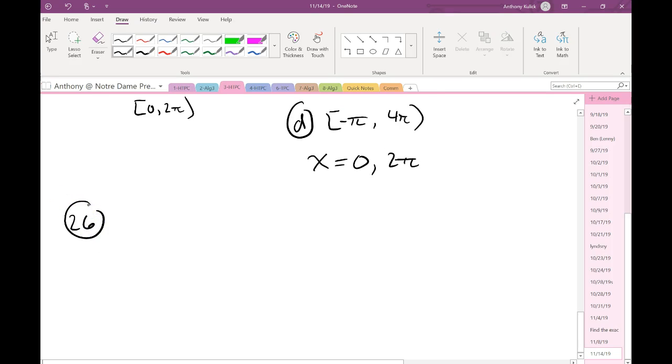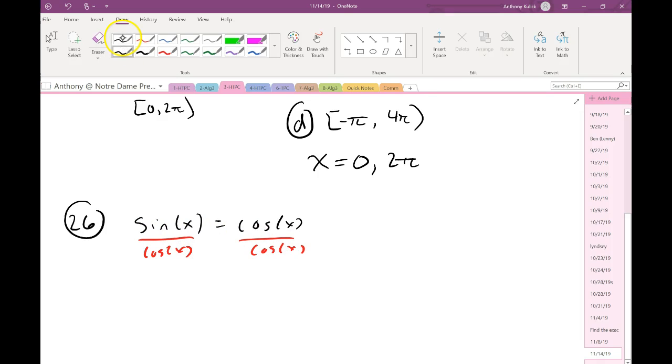This is one where there's a nice easy trick, but if you hadn't seen that trick before, it's unlikely you'd come up with this on your own. Ready to see the trick? No? This is my trick. Why would I do that? That turns it into tangent.